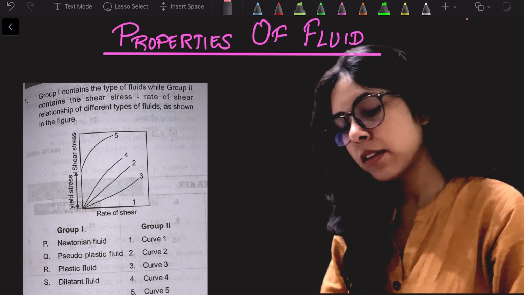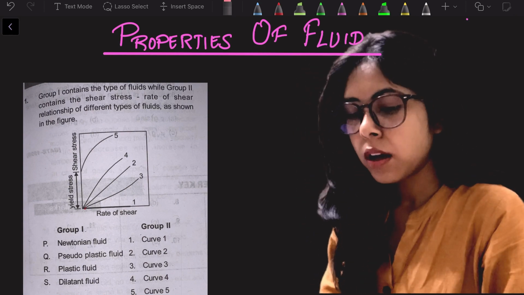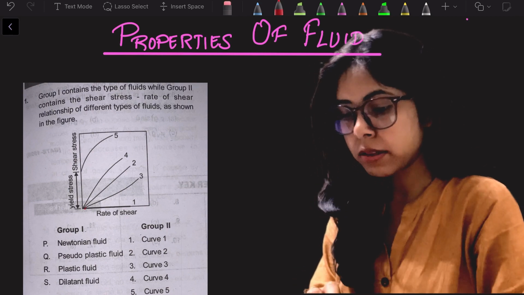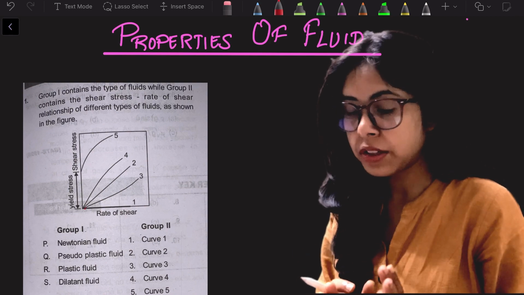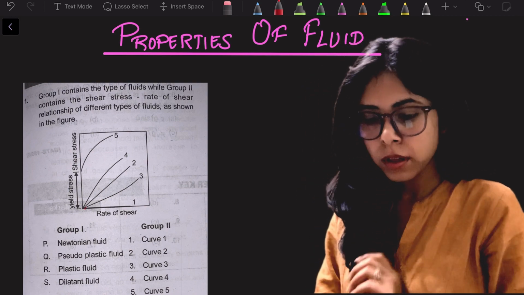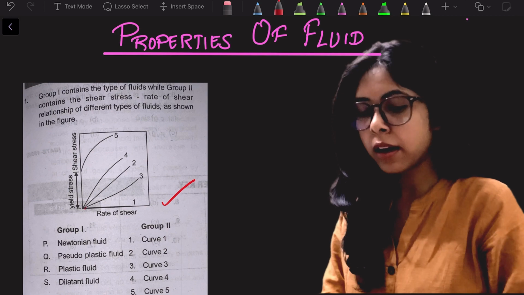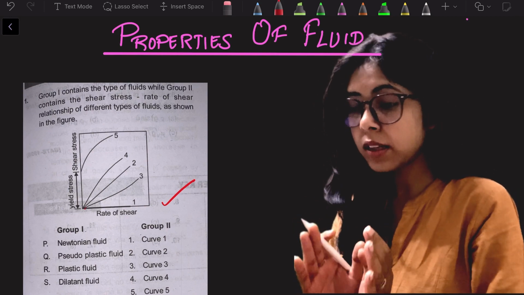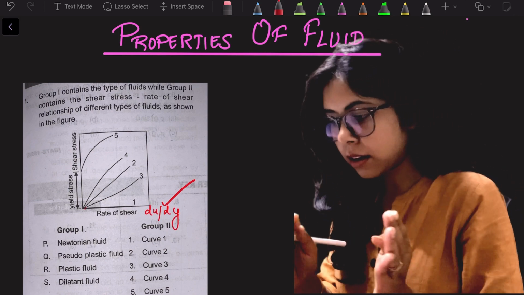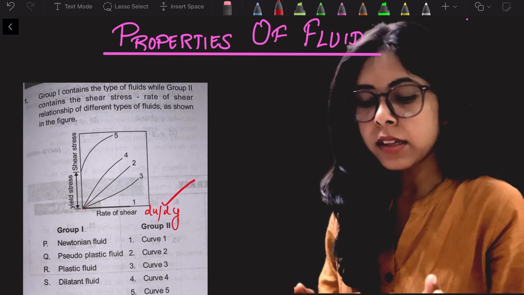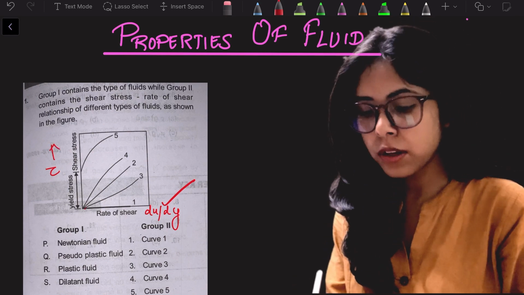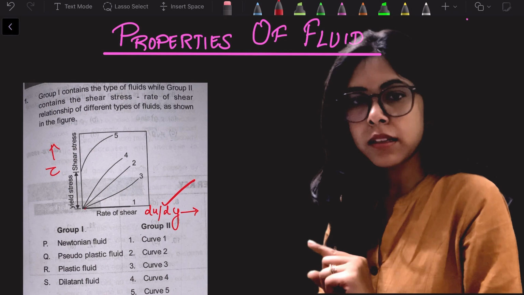So as we can see here, the very first question: group 1 contains the types of fluids while group 2 contains the shear stress, rate of shear strain relationship of different types of fluid as shown in the figure. So we have this diagram here, where we can see the rate of shear strain, which means du over dy, on the x-axis, and yield stress or shear stress, we can say tau, on the y-axis. So du over dy on the x-axis, tau on the y-axis.